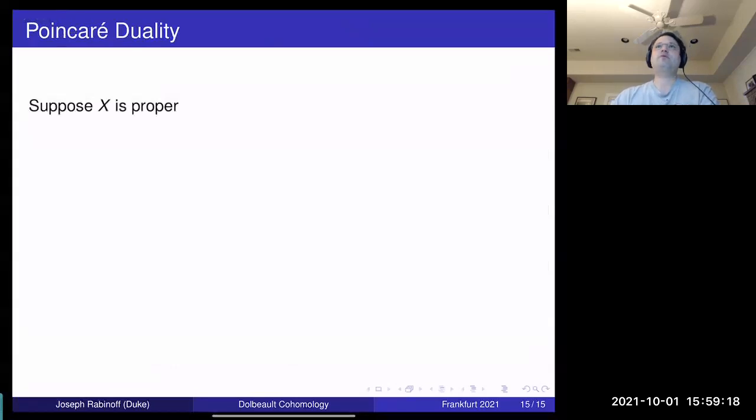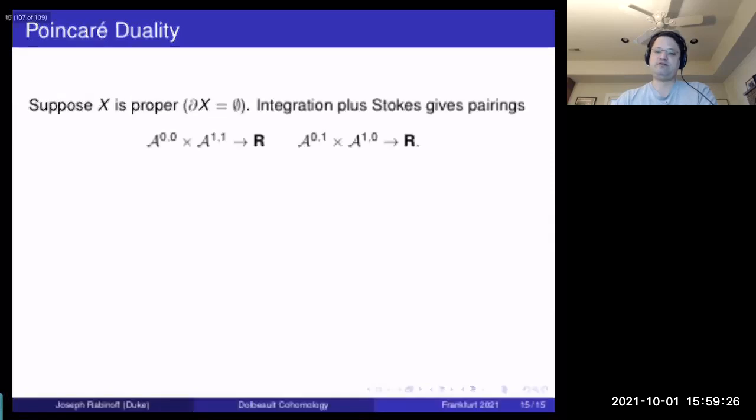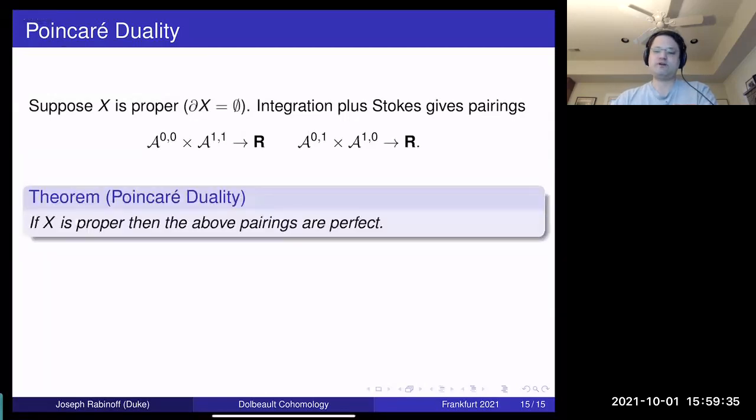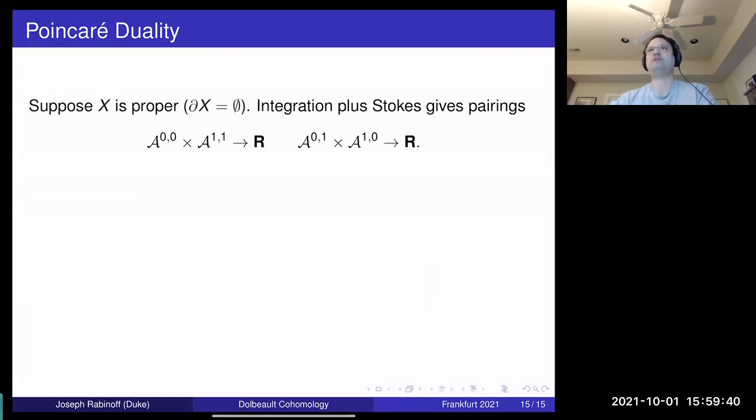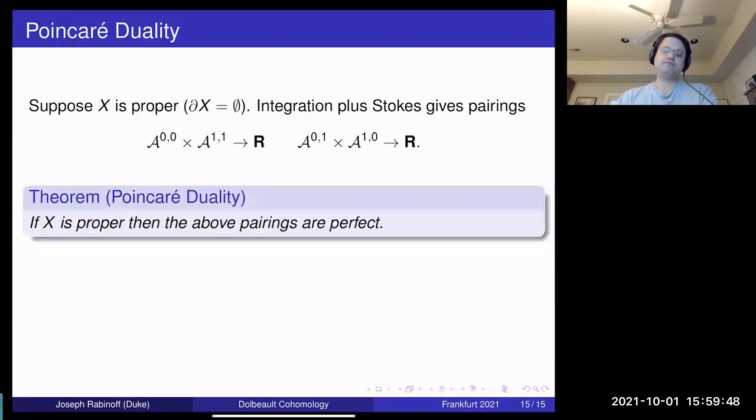All right, so there's also a Poincaré duality statement. If X is proper, which under my hypotheses is the same as requiring that the boundary is empty, then integration plus Stokes' theorem in the usual way gives you pairings. These pairings descend to cohomology, which I did not write on the slide, because the integral of an exact form is 0. So Poincaré duality is the statement that if X is proper, then the above pairings on cohomology are perfect.